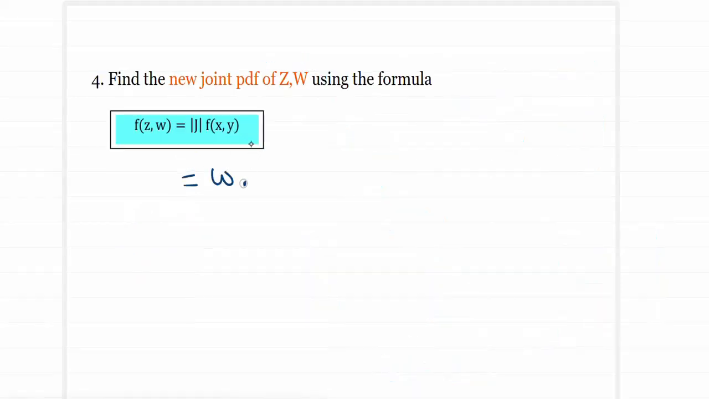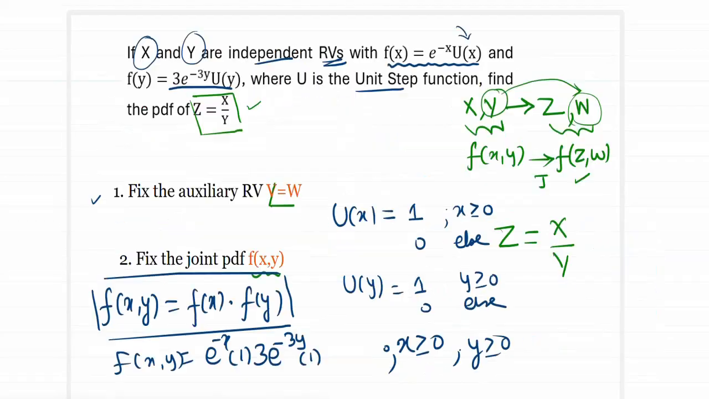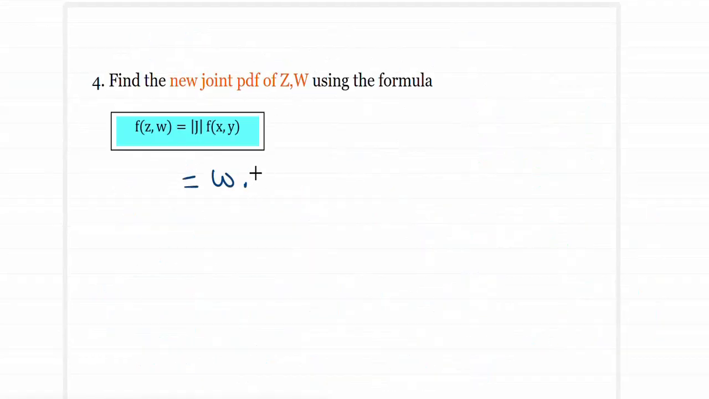So fix that W. What do we know about f of x comma y? We have found f of x comma y as e power minus x times 3 e power minus 3y. Let me bring this 3 to the front. So I can write it as 3 e power minus x e power minus 3y. So let me go and attach it over here: W times 3 e power minus x e power minus 3y. Now this is going to be my function of z and w, but I can see a glitch over here, like I have the old variables x and y which are present. So we will try to convert it entirely to a function of z and w.